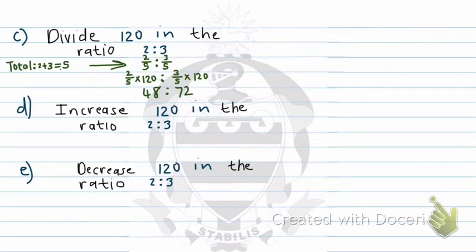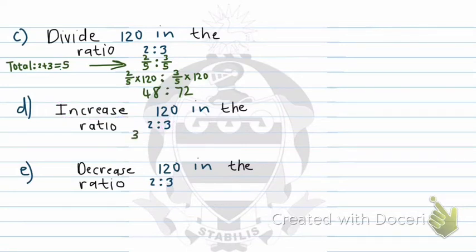At question D, they ask us to increase 120 in the ratio 2:3. Now, if you increase something, it gets bigger. I hope you agree with me. When they ask us to increase or decrease, we do not add the parts together. We simply look at the first word. If they ask us to increase, it must get bigger. Which one is bigger, the 2 or the 3? I hope you agree that it's the 3.